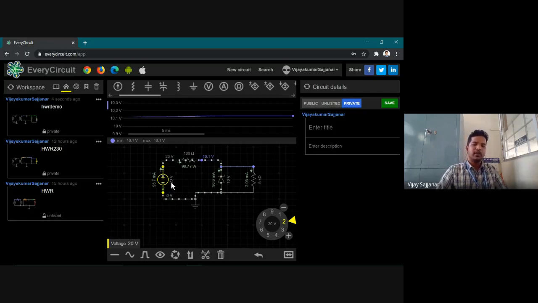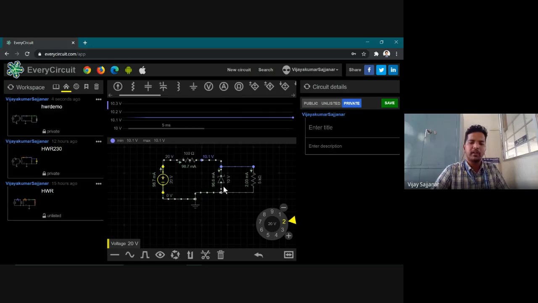What we did is, instead of a 10 volt supply, we have given a 20 volt supply. We did not make any changes to the circuit, but still the Zener diode is operating at 10 volts. This is how a Zener diode operates. Earlier it was 10, we had some 9.8 volts. Now it's 20, but still it is at 10 volts.